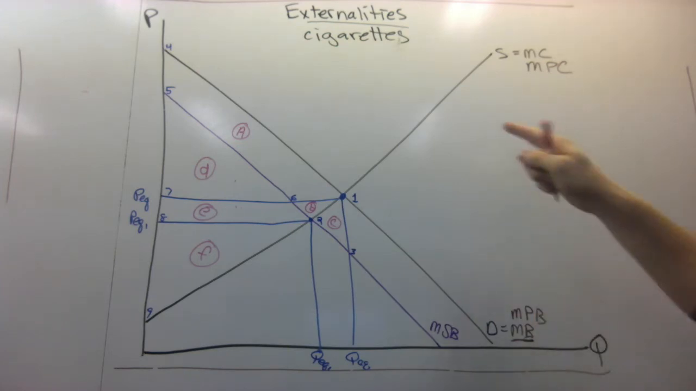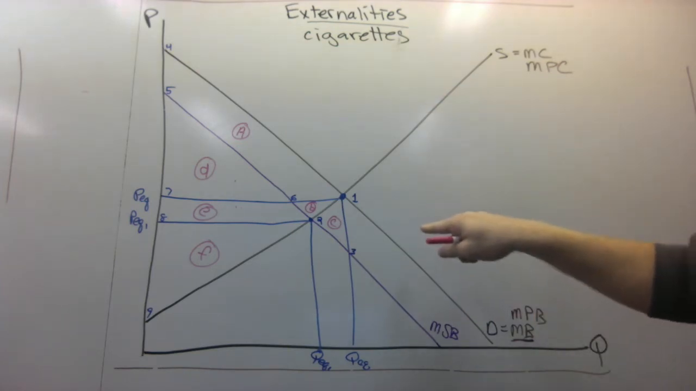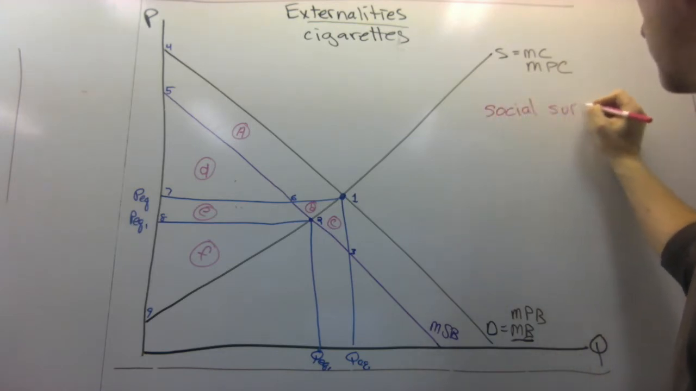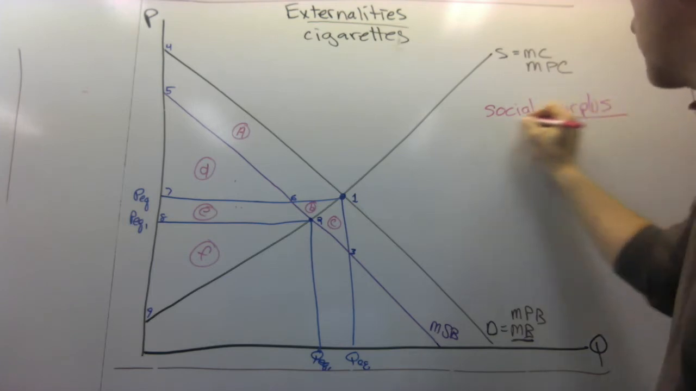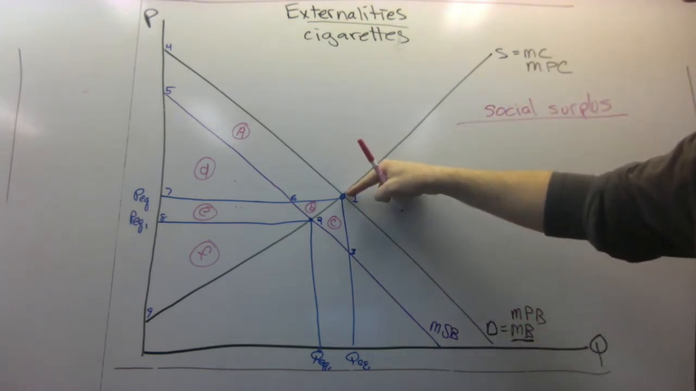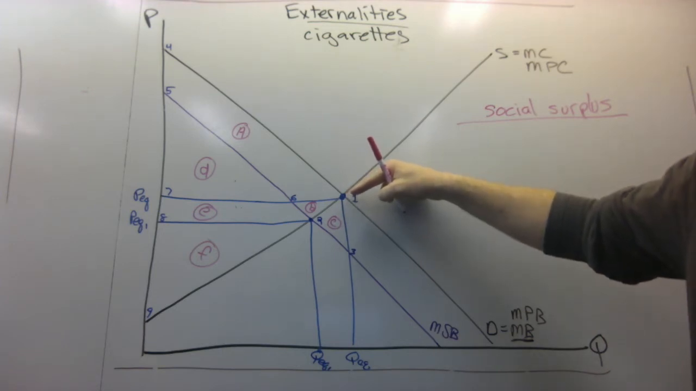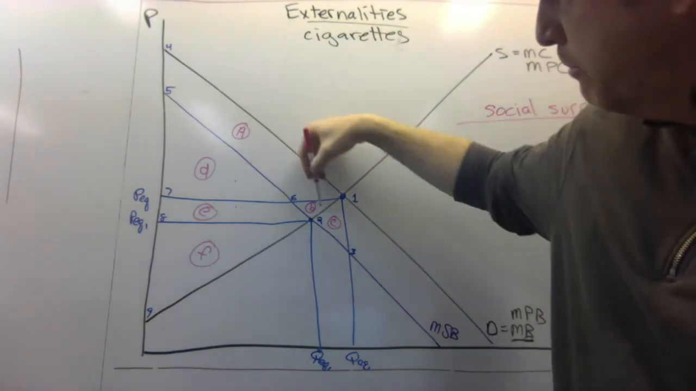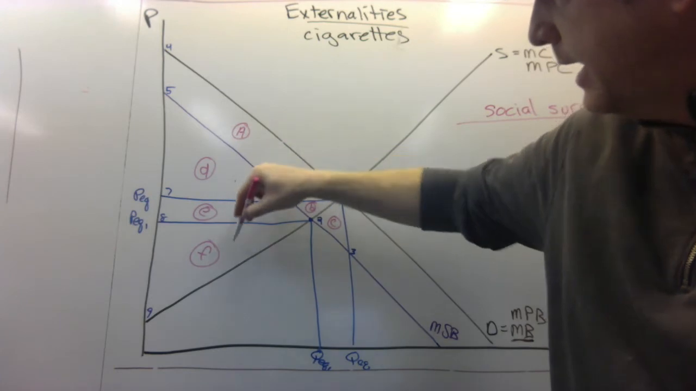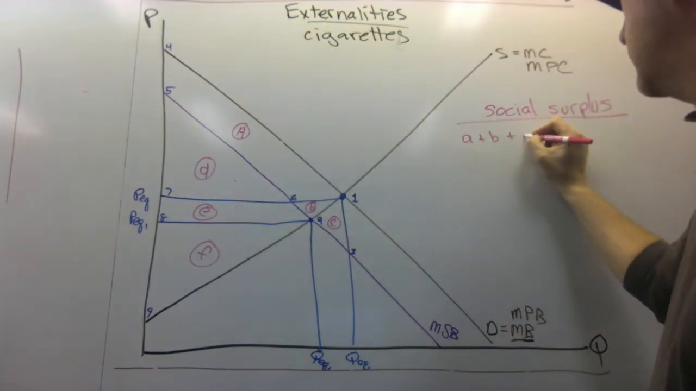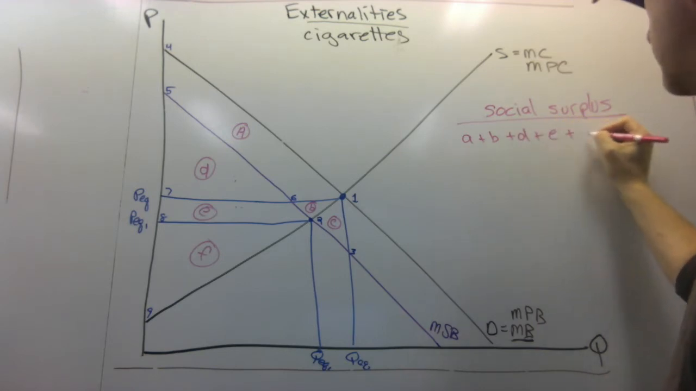The value of social surplus, and remember, social surplus is another way of saying the sum of producer and consumer surplus. Social surplus at point 1, or social surplus at the market-determined equilibrium, is equal to A, B, D, E, F. So A plus B plus D plus E plus F.